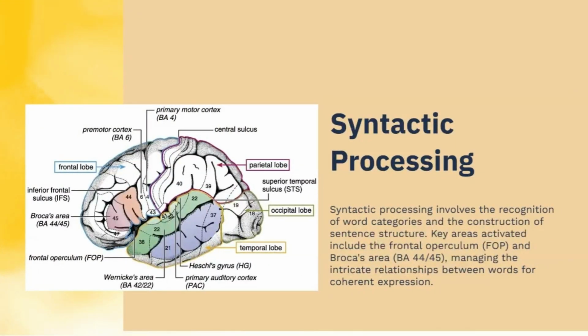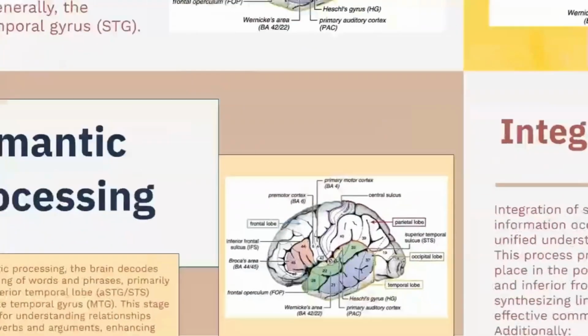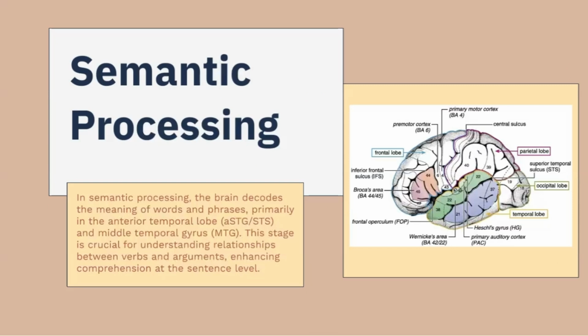Step 2 will be building sentences, or if we're hearing, understanding sentences. Here's where your brain starts recognizing word types like nouns and verbs, and organizing them into a sentence. It's a team effort from areas like Broca's area and the frontal operculum, FOP, which handle how words fit together. Step 3 would be figuring out which meaning the words have, so semantics. Your brain decodes what the words and phrases mean using the anterior temporal lobe and the middle temporal gyrus. This part is crucial for understanding relationships between words, like who's doing what to whom in a sentence.